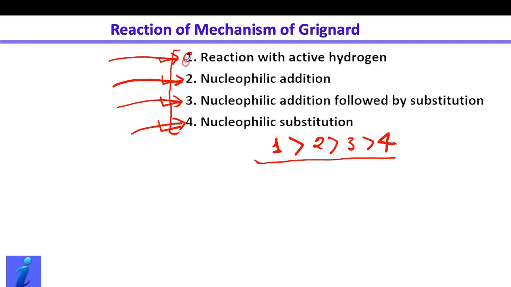One by one I am going to explain all the mechanisms, but always remember the order. That means if a molecule consists of active hydrogen as well as a nucleophilic site, and in the question it is given that there is only one Grignard, you always react with polar hydrogen first.